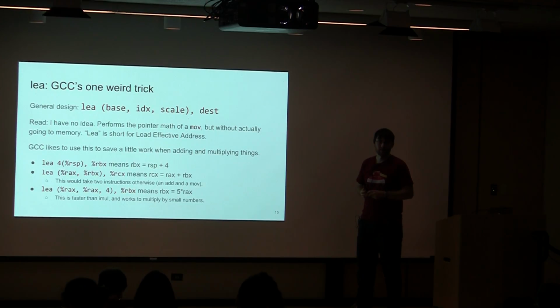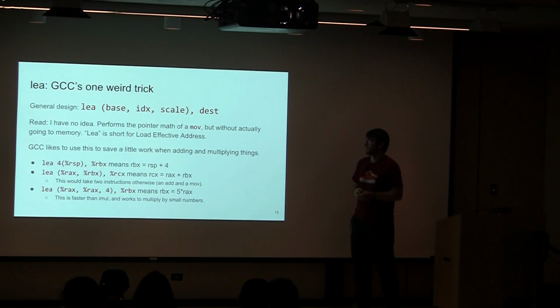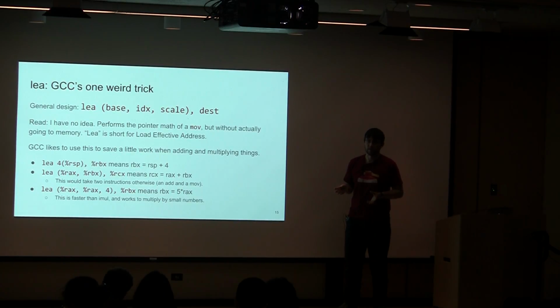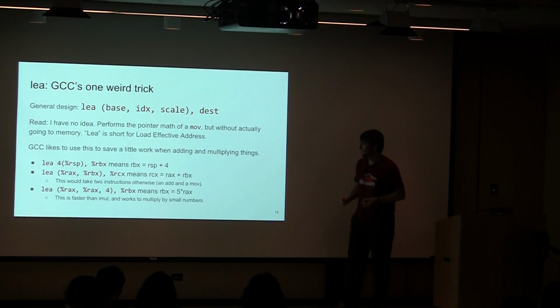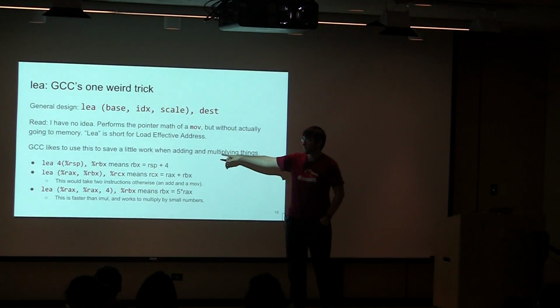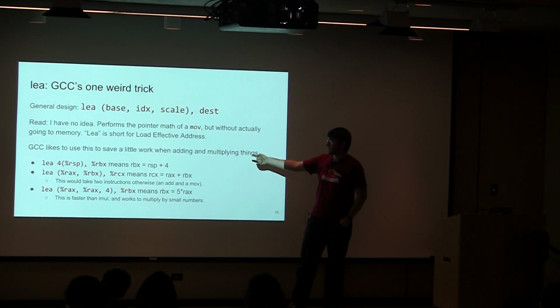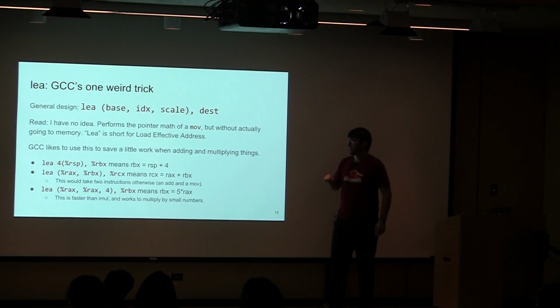So that's useful for addresses. If you want to get the address of some element in your array instead of getting the element itself, then you can use LEA. But it's also really useful because GCC can do lots of other things with LEA, because that addressing mode lets you do an addition and a multiplication, say, in the same instruction, which is much more efficient than doing them separately. So you might see something like this first example, which is adding 4 to RSP and then storing the result in RBX.